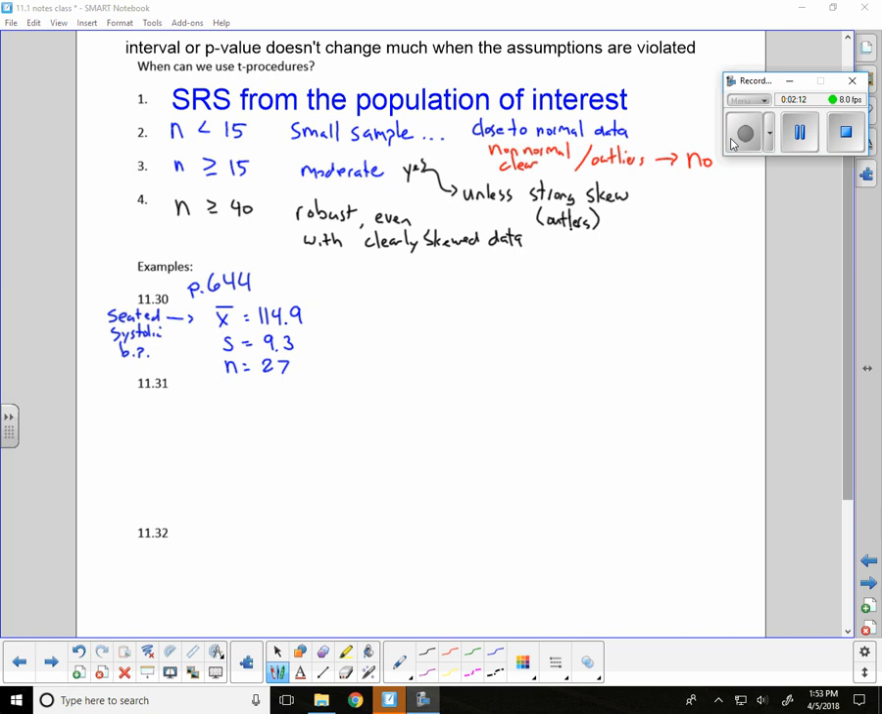All right, so part A. Give a 99% confidence interval for the mean blood pressure in the population from which the subjects were recruited. So we want a 99% confidence. Well, we're going to start with the mean. That's our estimate. And then we plus or minus our margin of error.